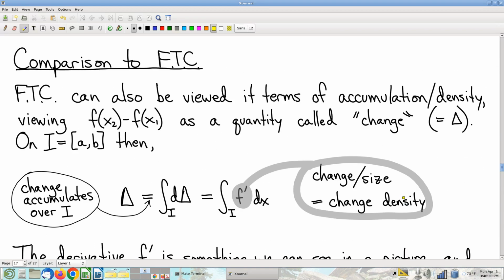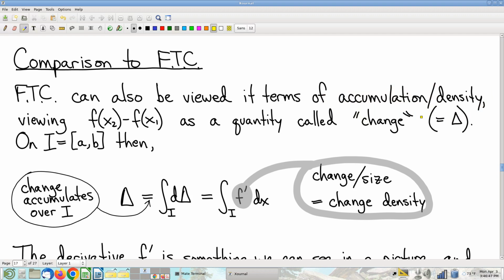Fundamental theorem of calculus, it's not phrased in that way, but it is an accumulation theorem. There is a notion of accumulation in play. There's an accumulating quantity that's being computed, and there is an associated notion of density. And let me walk y'all through that point of view real quick.